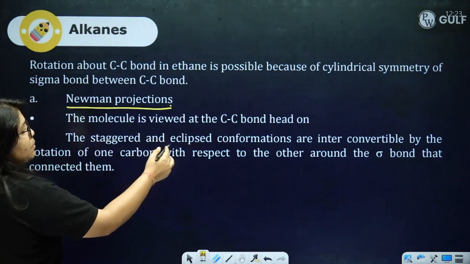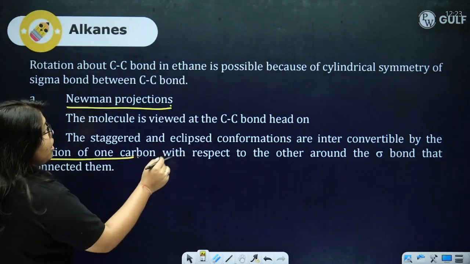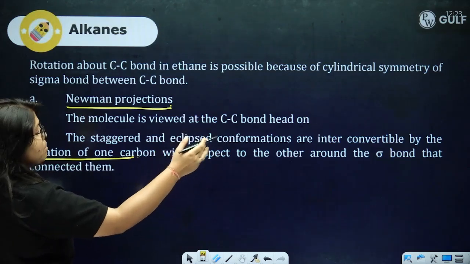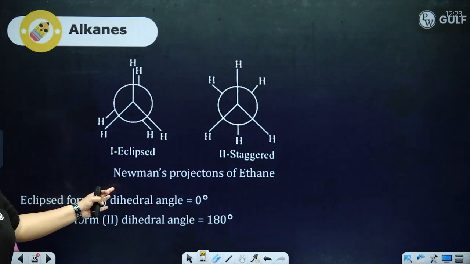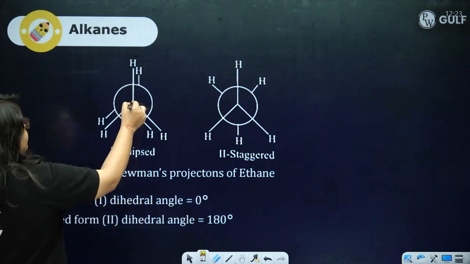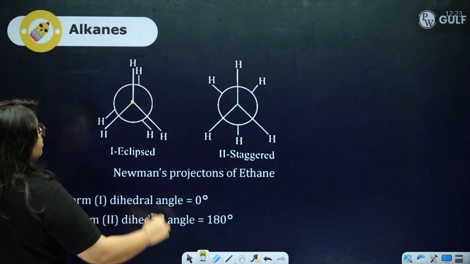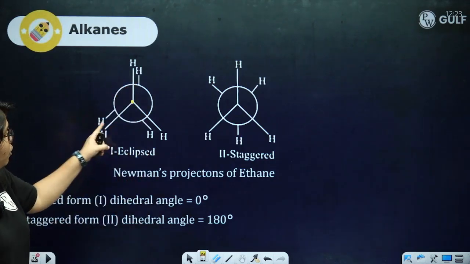The staggered and the eclipsed conformations are interconvertible by the rotation of one carbon with respect to the other about the sigma bond that is connected with them. So this is nothing but Newman's projections, and look at this. This is the front carbon, this is the back carbon. Now look over here. The hydrogens are so close to each other.